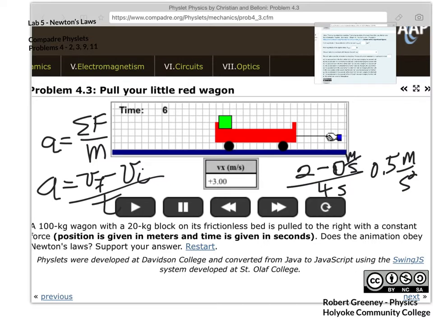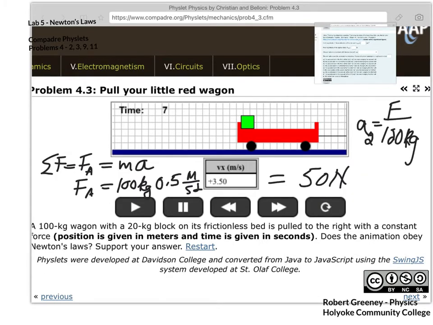So now let's move it forward 1 more second, from 6 to 7. And it went from 3 to 3.5, so that's advanced 0.5 meters per second in 1 second. Oh, it looks like the same acceleration. It looks like it didn't slow down. The force is constant, so that acceleration can't be correct, right? What should the acceleration be?